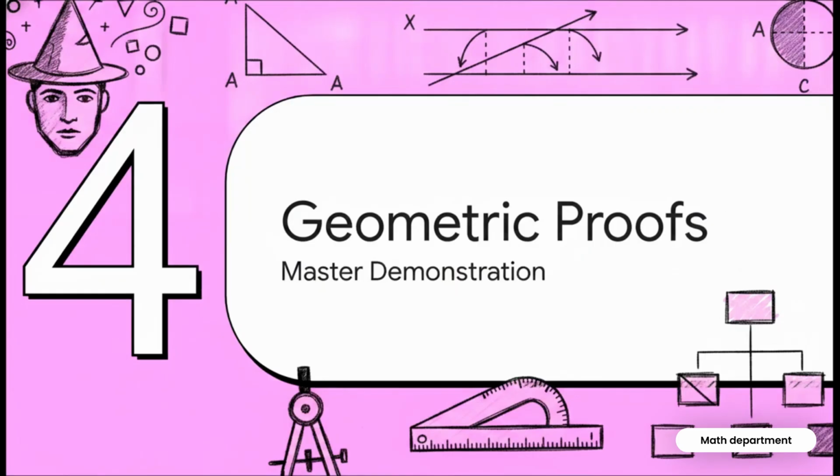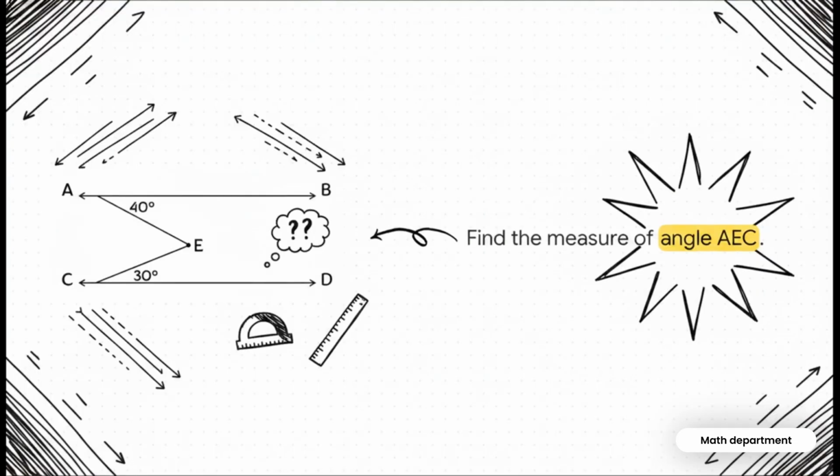Now for Section 4, Step-by-Step Geometric Proofs. Check out this jagged shape here. Honestly, this is a classic, super common exam question. We're given that the top line AB is parallel to the bottom line CD, and we have this point E just sort of floating right in the middle. We know the top angle BAE is 40 degrees, and the bottom angle DCE is 30 degrees. What we need to do is find the measure of that middle angle, AEC.